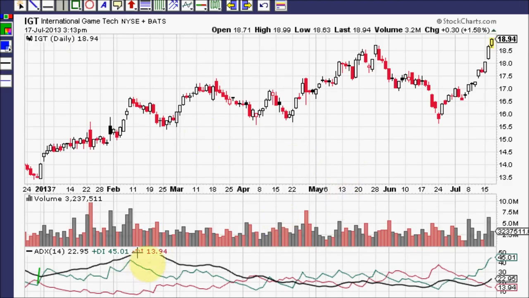Now let's take a look at this chart here of IGT. First of all, this is a buy signal right here. And it worked. The stock ran from 1350 to about 1550 in a matter of a couple of weeks. Then there's a lot of whipsawing through this area. A couple of, three, four, a number of different crossovers.